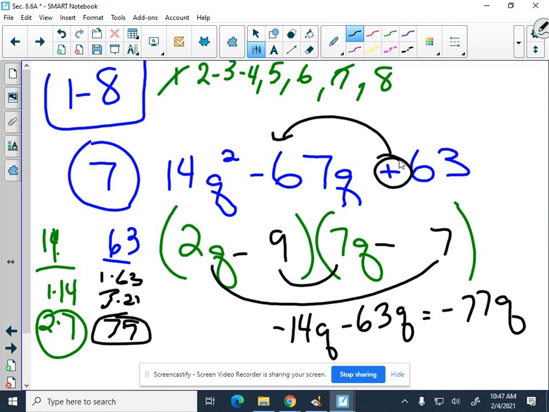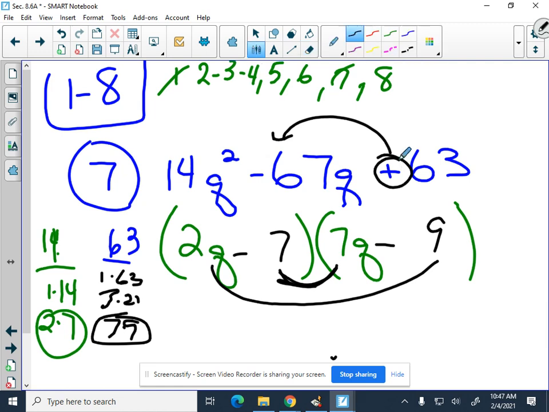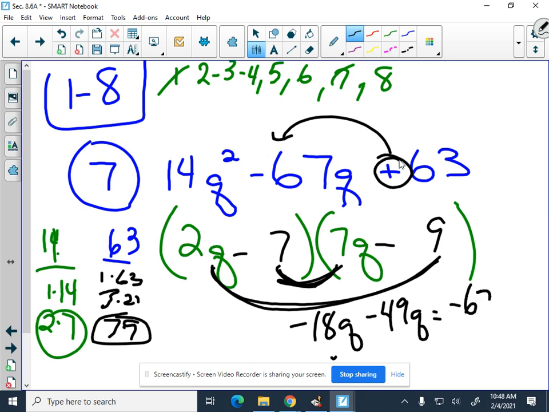So I took a guess, and I checked. It's not right. I then do what? I switch them to see if that works. Because sometimes it switches. Why? 7 times 7 is different. 2 times negative 9 is negative 18q. 7 times 7 is negative 49q. That is negative 67q. That's the solution to that one.